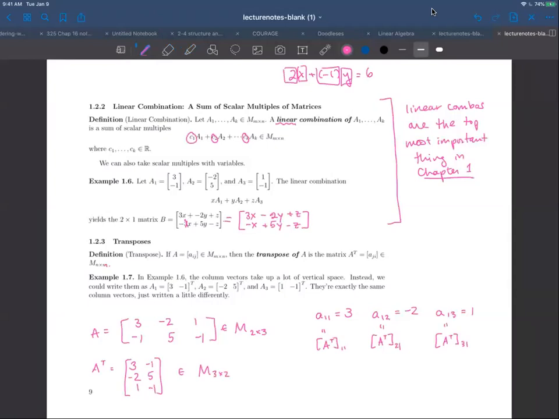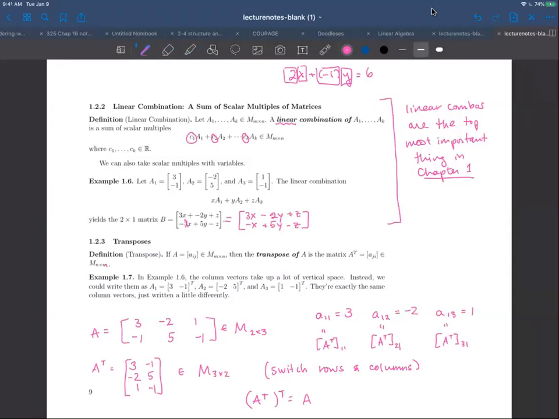So with transposes, you can think about switching rows and columns. And if I take A transpose and I transpose it again, you probably won't be too surprised to discover that we get A back, right? Because I switched the rows and columns and then I switched them back.